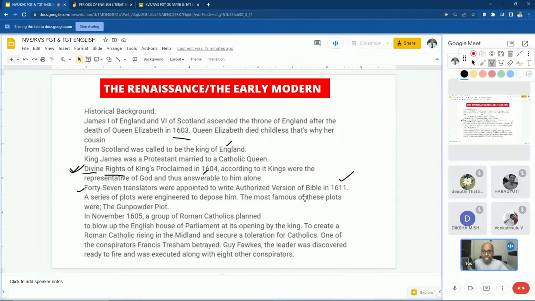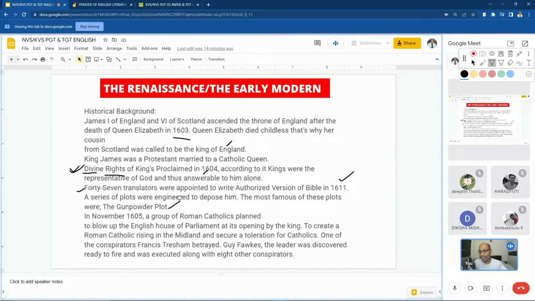The most famous of these plots was the Gunpowder Plot. It is again a story. There was a group of Catholics who wanted to kill James I so that they could come back to power and bring back their Catholic beliefs. So there was a conspiracy, and they wanted to explode the entire Parliament as well as James I, but they failed to execute that.